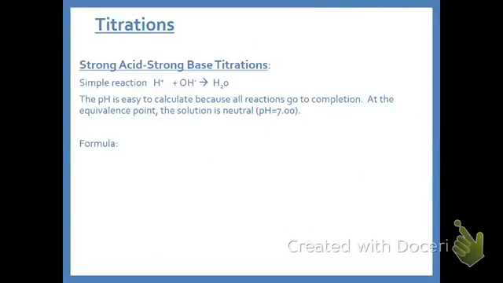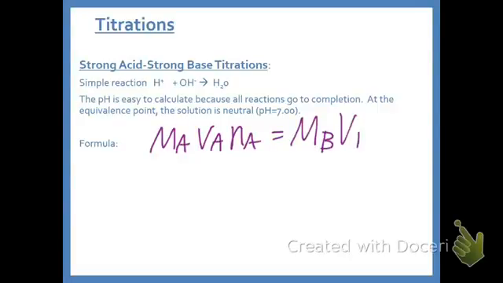To calculate, because remember I told you could calculate the unknown, you're going to use this formula. MAVANA equals MBVBNB. The MA and VA is molarity and volume, just like they have been in the past. So this is the molarity of the acid, the volume of the acid. Molarity of the base, volume of the base, just like what we know what those letters stand for.